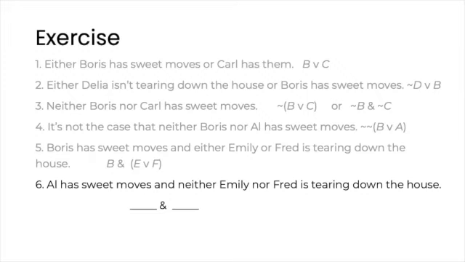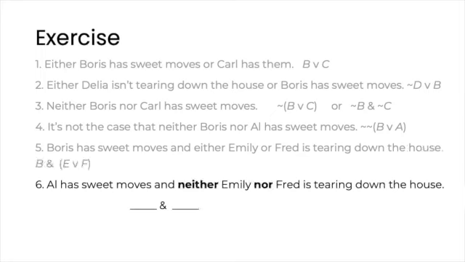Example 6 is also a conjunction with a compound right conjunct. So we can start by building the conjunction frame here. The difference with 5 is that now the right conjunct is a "neither...nor" construction, which we represent as the negation of a disjunction, involving the sentence letters E and F. So the final symbolization is A & ~(E v F).